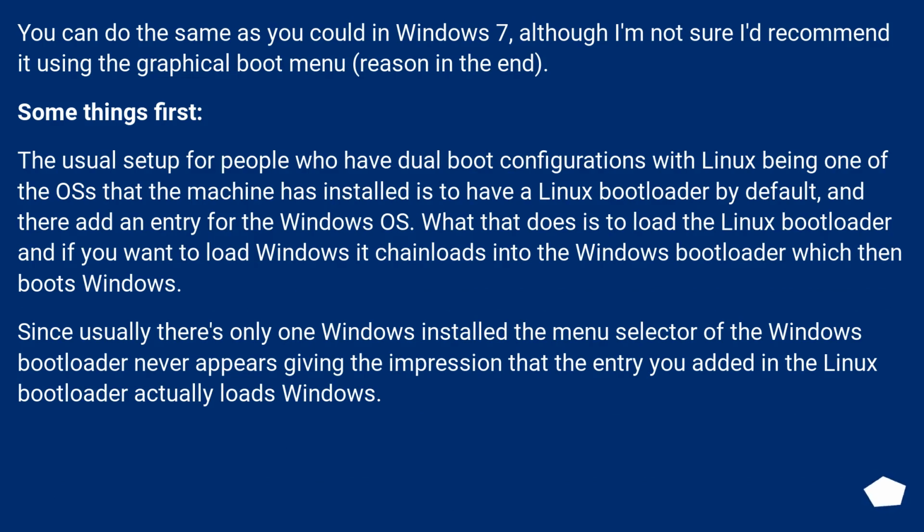Some things first. The usual setup for people who have dual boot configurations, with Linux being one of the OSes that the machine has installed, is to have a Linux bootloader by default, and there add an entry for the Windows OS. What that does is load the Linux bootloader, and if you want to load Windows, it chain loads into the Windows bootloader, which then boots Windows. Since usually there's only one Windows installed, the menu selector of the Windows bootloader never appears, giving the impression that the entry you added in the Linux bootloader actually loads Windows.